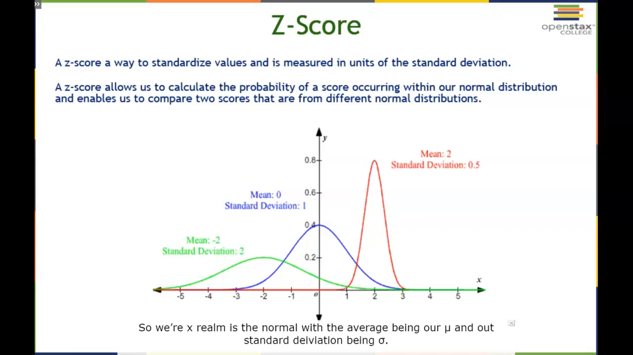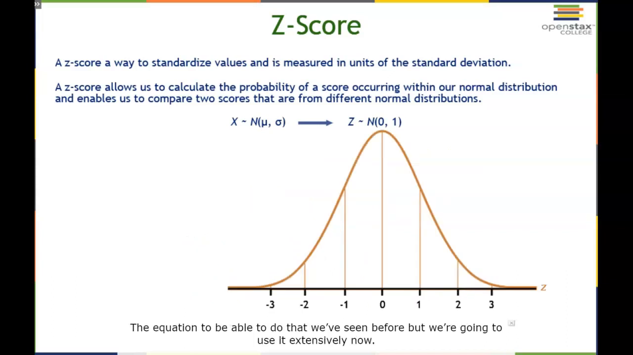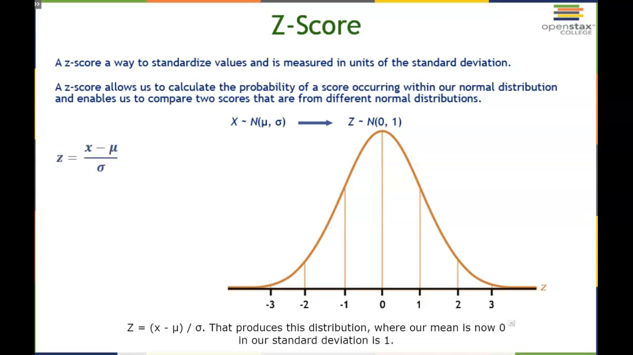So our x realm is the normal with our average being our mu and our standard deviation being sigma. That's going to translate to z values, which sit in the normal with 0 being our mean and 1 being our standard deviation. We can do this translation from x's to z for any x value. The equation to be able to do that, we've seen before, but we're going to use it extensively now. Z equals x minus mu over our standard deviation.